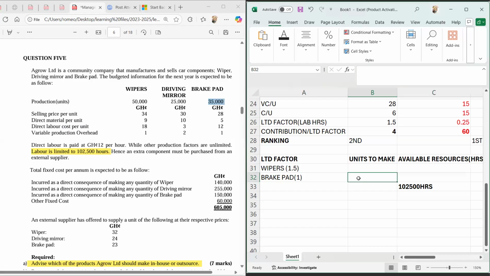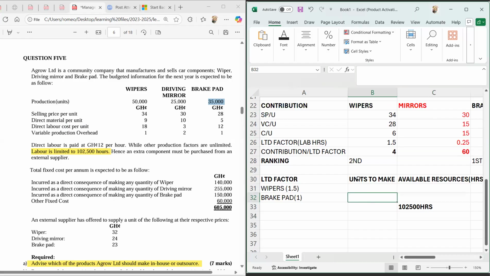Hello? Yeah, hello, Romeo. Okay. So the brake pad, how many units are we making? We're making 35,000 units of brake pad and 50,000 units of wipers.